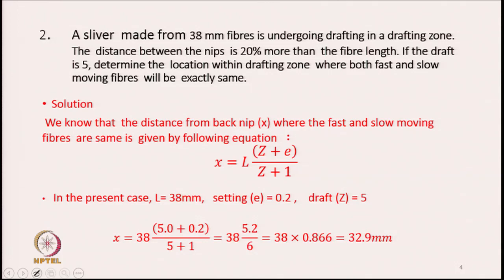So, a sliver made from 38 millimeter fibers is undergoing drafting in a drafting zone. The distance between the nips is 20% more than the fiber length. If the draft is 5, determine the location within the drafting zone where the number of fast and slow moving fibers will be exactly the same. So, read the problem.